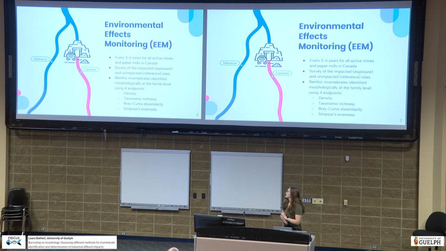What this looks like is a survey of the impacted area, the waterways, in this instance, for example, a river, or the exposure site, and comparing it to what we're seeing in an unimpacted site nearby, or the reference site. There are many components to EEMs. The part that I'm going to focus on is the benthic invertebrate component, and this includes morphological identification of the inverts done at the family level, and then assessed and compared between the reference and exposure sites along for these 4 endpoints, which are density, taxonomic richness, Bray-Curtis, and Simpson's evenness.